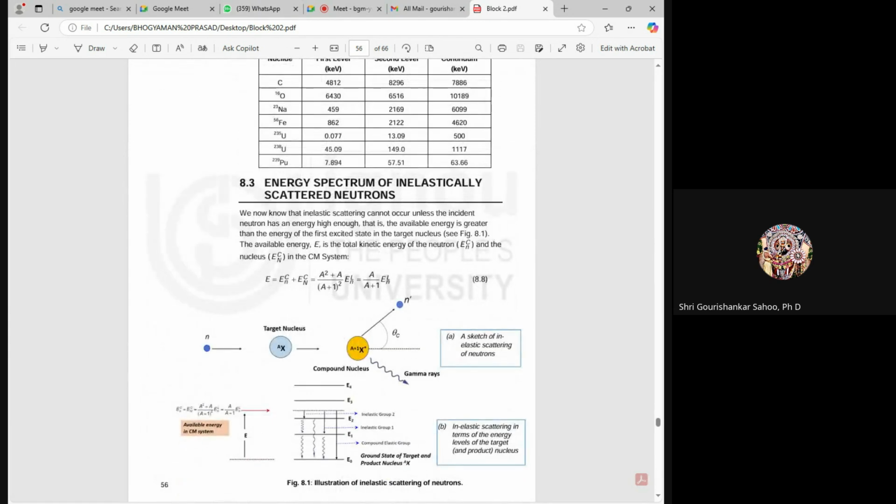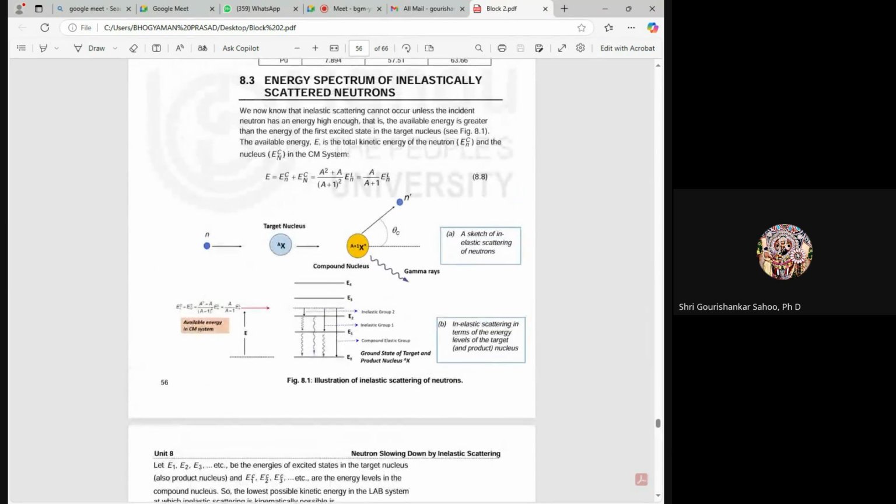Energy spectrum of inelastically scattering neutrons. You can see here in figure 8.1 how inelastic scattering of neutrons takes place. Here is a neutron which hits the target nucleus X having mass number A. Then it forms a compound nucleus having mass number A plus 1, as the neutron is absorbed in that nucleus and it becomes unstable. Then a gamma ray is emitted from this nucleus and also N dash.